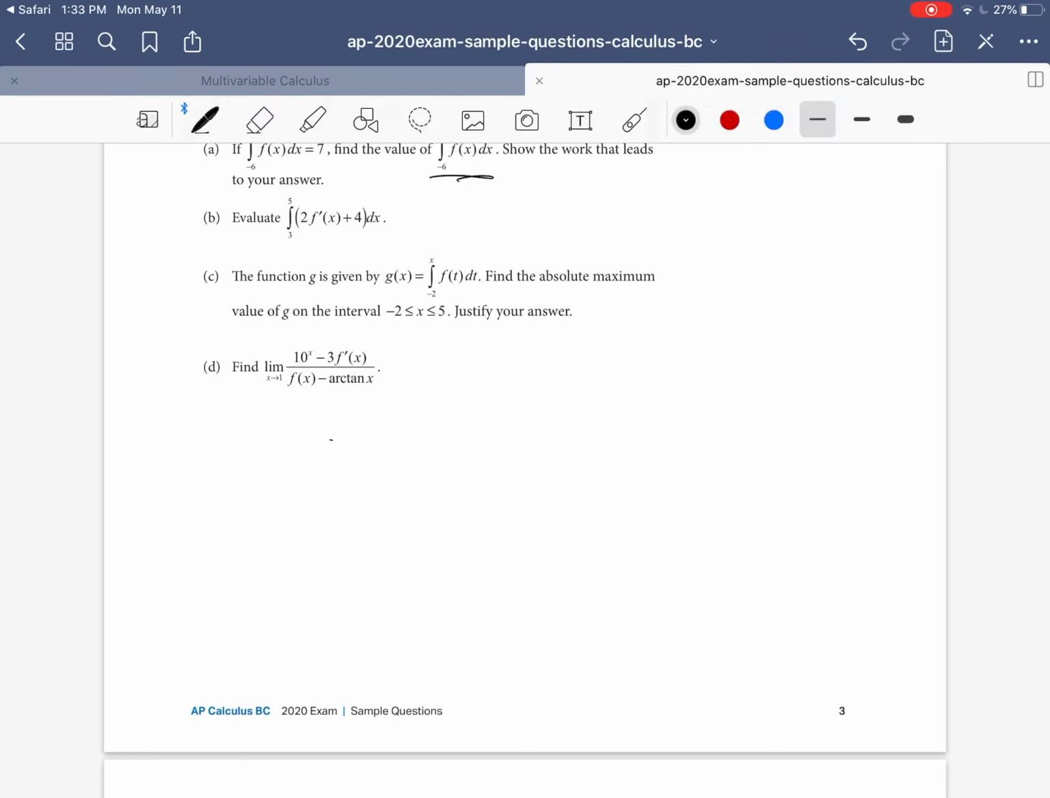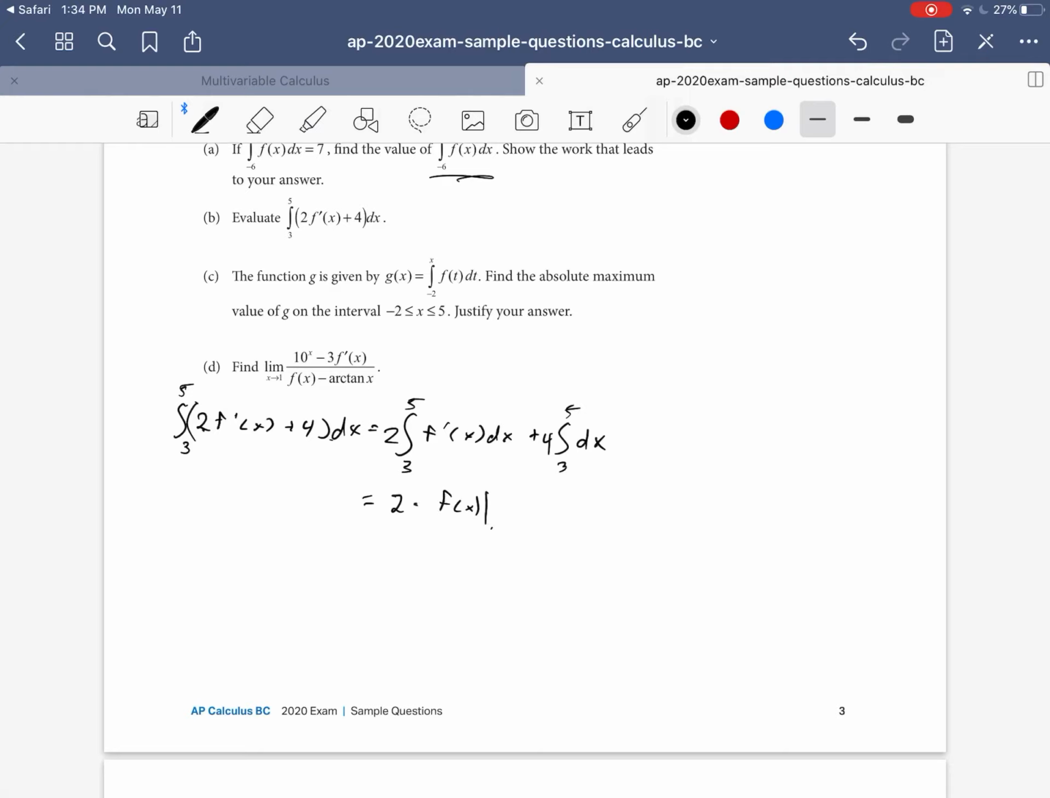Okay, I'm going to erase this now because there's more. Okay, so now we're doing B. That's the integral from 3 to 5 of 2f prime of x plus 4 dx. And now what I can do is split this up. I'm going to use the fundamental theorem of calculus, so I'll make it 2 times the integral from 3 to 5 of f prime of x dx plus the integral from 3 to 5 of 4 dx.